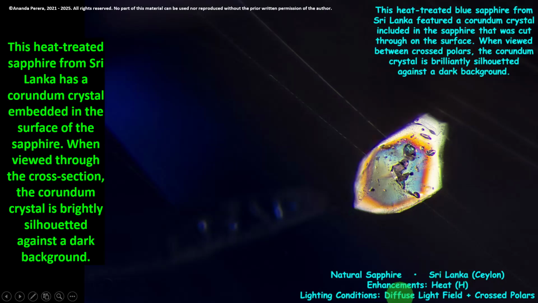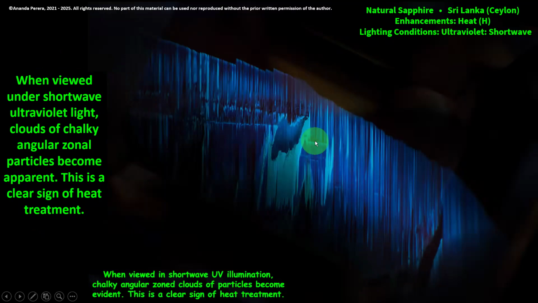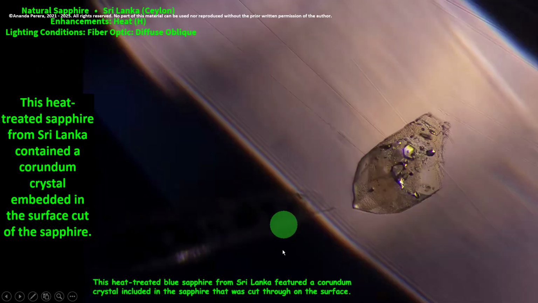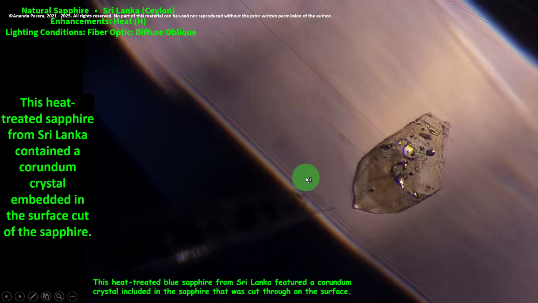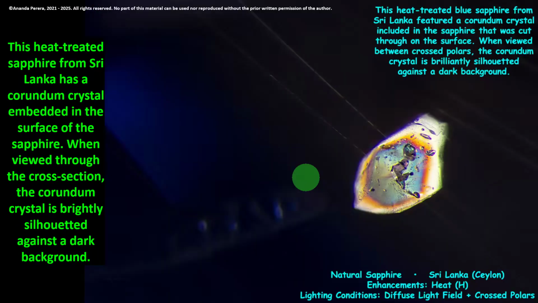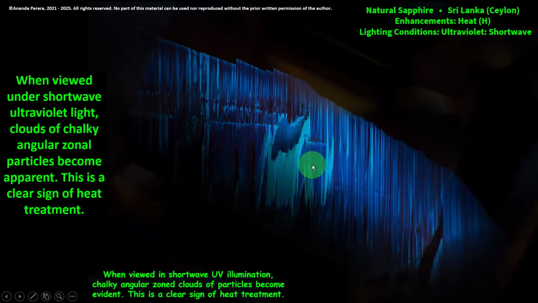The lighting condition is diffuse light field plus crossed polars. Earlier one is only the diffuse oblique. Here it is diffuse light field, not oblique, crossed polars. The same picture we can see in these two ways. We can decide it is heated stone.